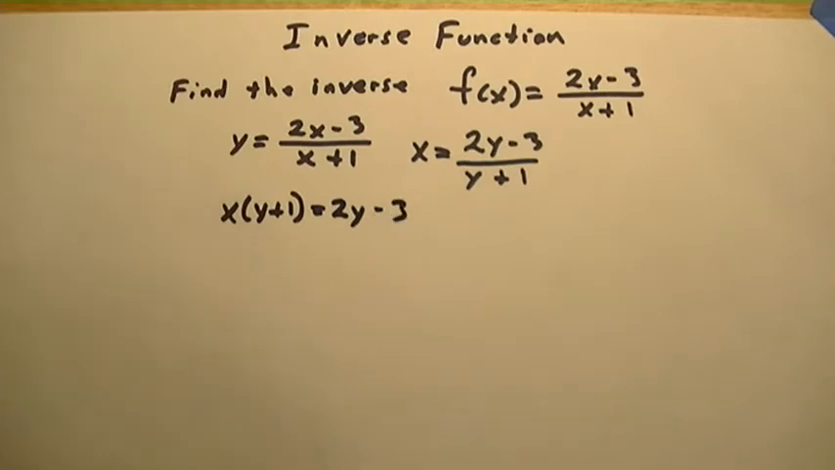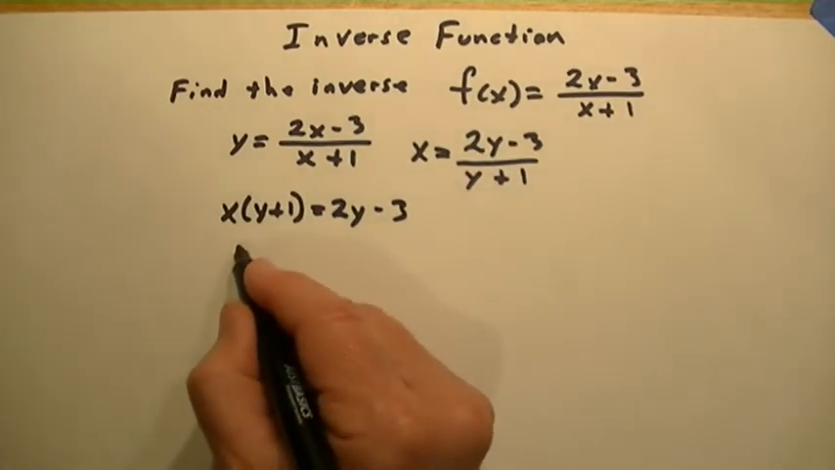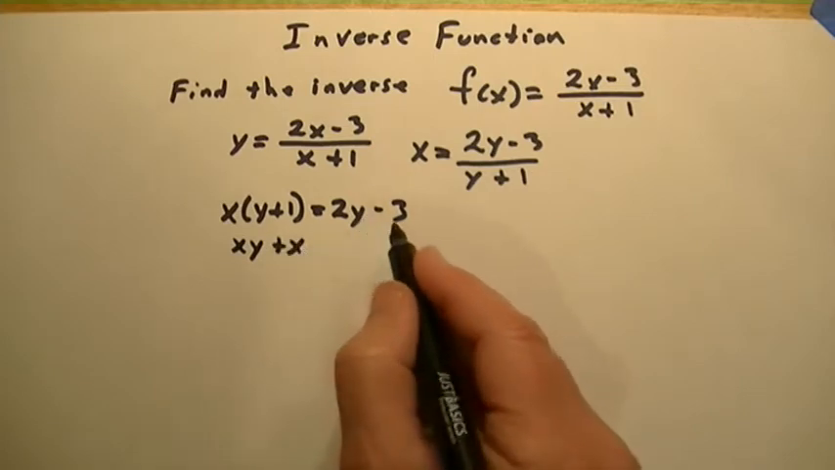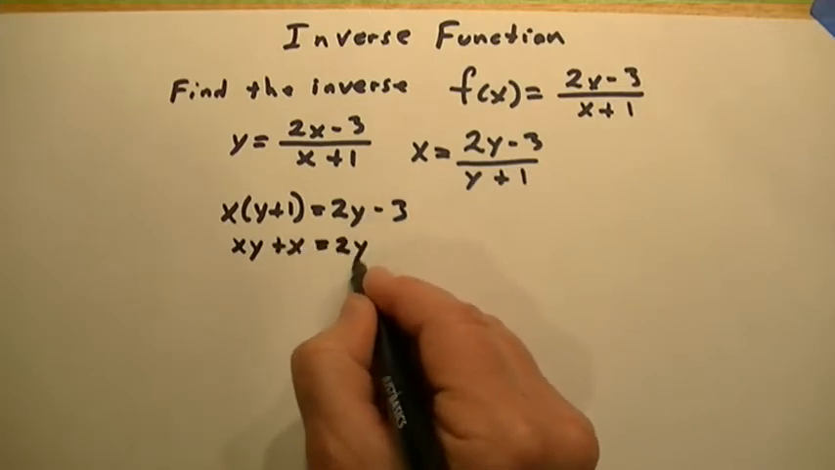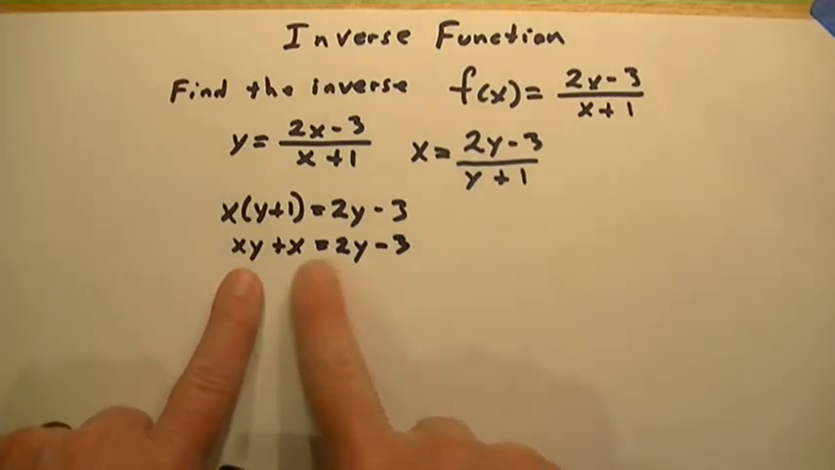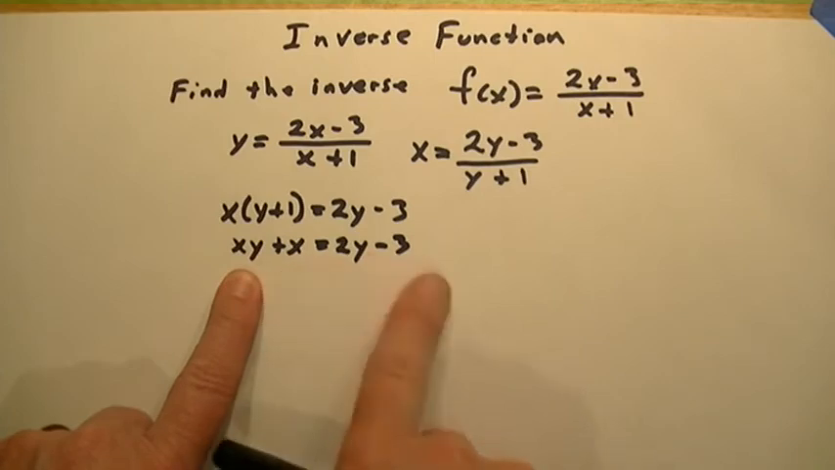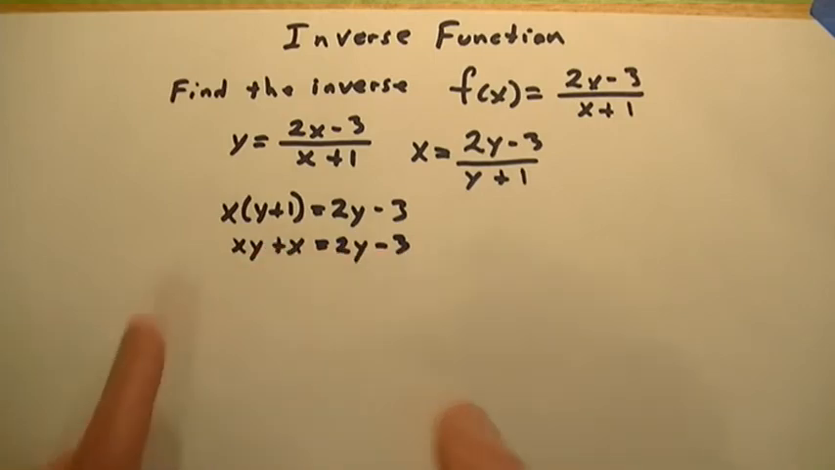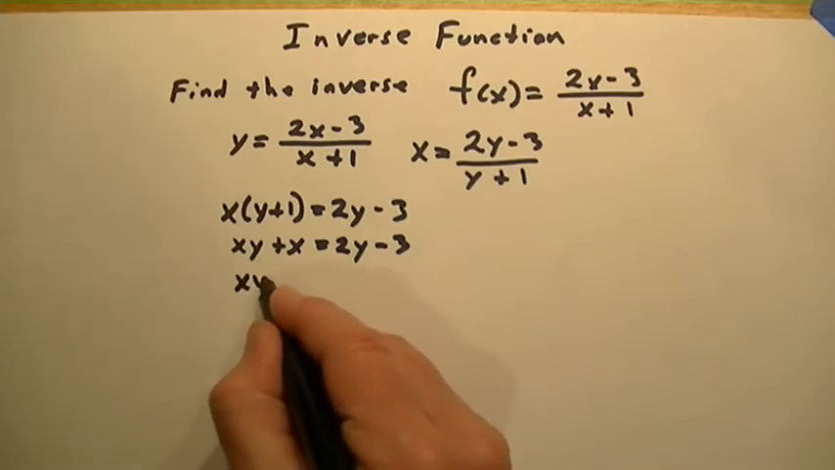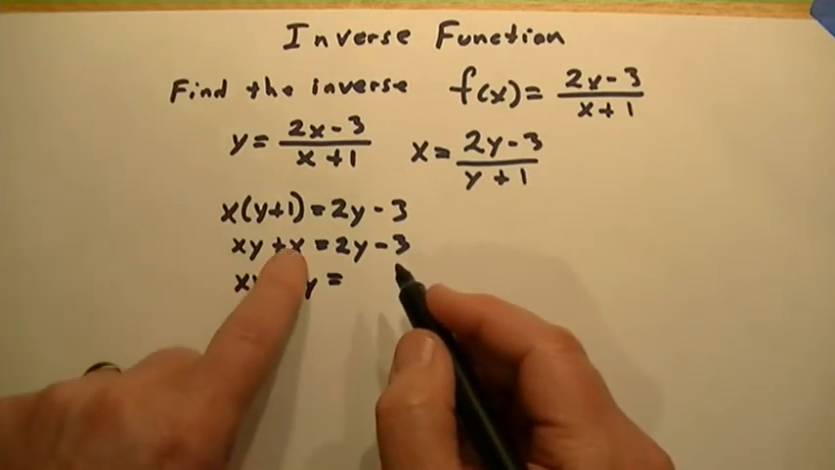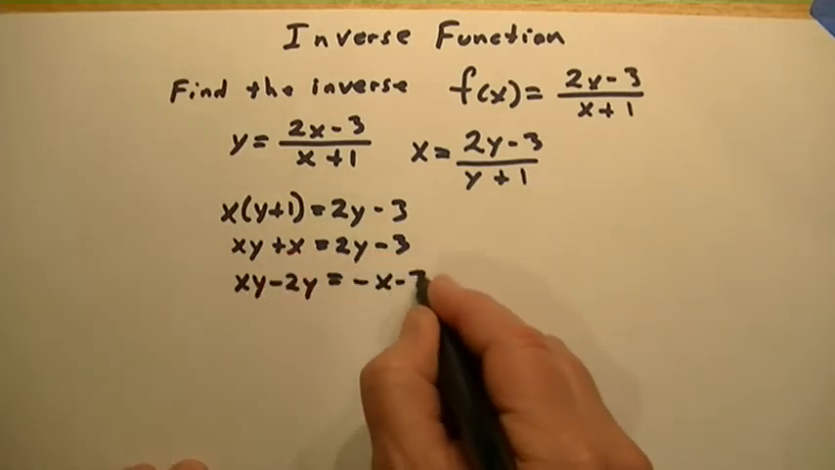So we're going to have x times (y plus 1) is equal to 2y minus 3. Okay? I'm going to go ahead and distribute. I've got xy plus x equals 2y minus 3. Now I want to get these y's together. I want to get this x out of the way. So this x is going over here. This 2y is coming over here. xy minus 2y equals, I'm going to subtract the x over here, negative x minus 3.